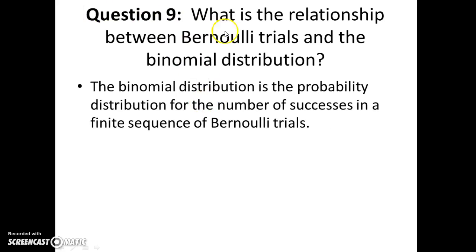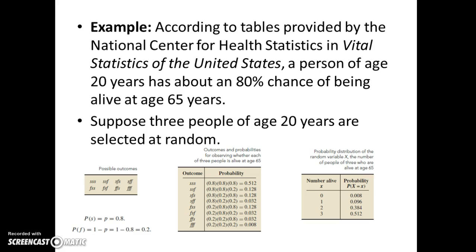What is the relationship between Bernoulli trials and the binomial distribution? When you get the Bernoulli trials results, the binomial distribution basically takes your results and lists or distributes the successes of the outcomes for the Bernoulli trials. And here's an example. Let's find the Bernoulli trials and the binomial distribution for this information.